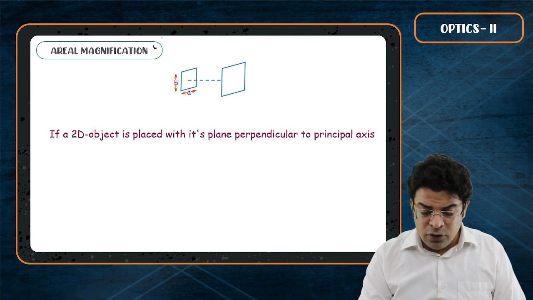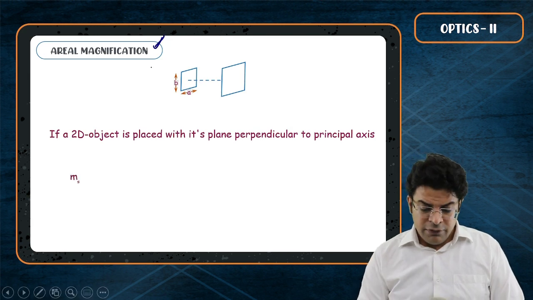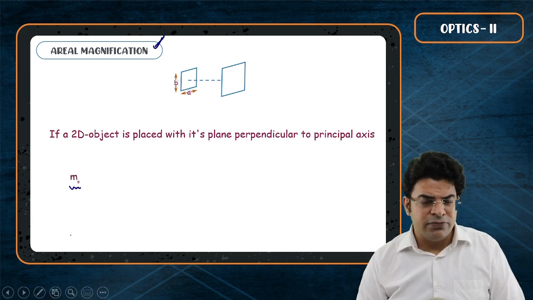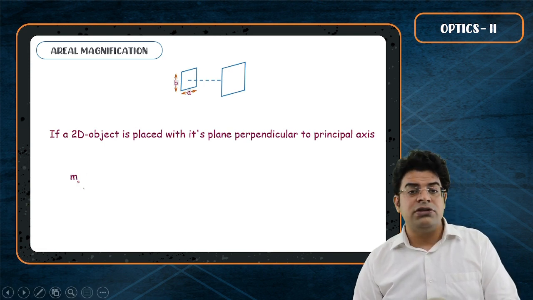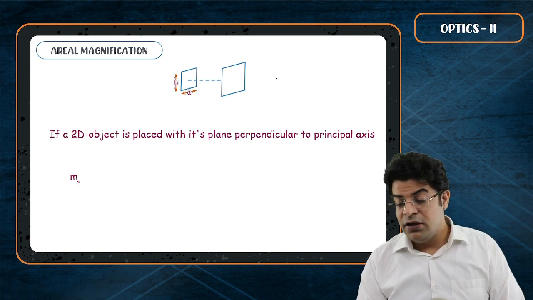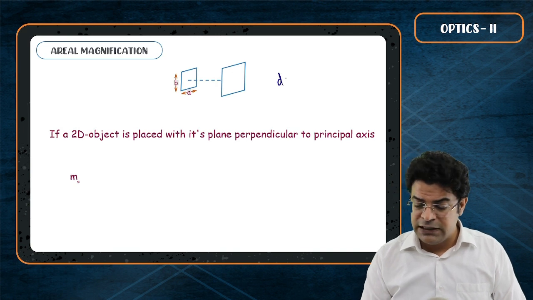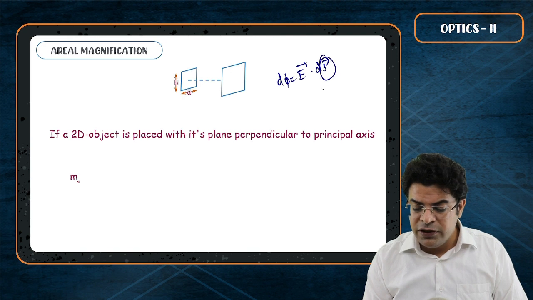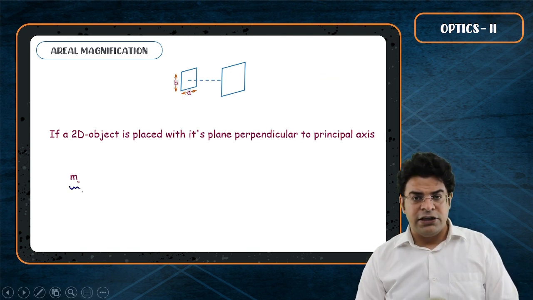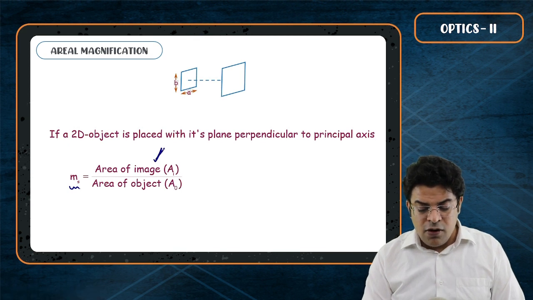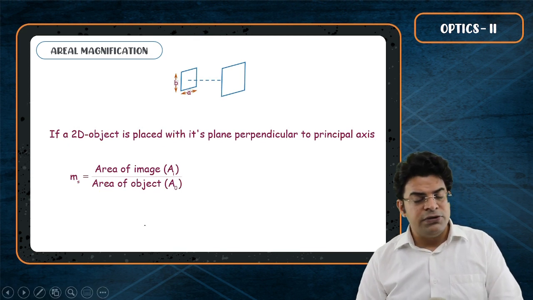So what is the formula for areal magnification? We say that the areal magnification, I am representing as ms, because many a time we use the subscript s for area. Like when we write flux, we say that dφ equals E dot dS. So we use the symbol s also for area. So we say that the areal magnification is nothing but the area of image upon the area of object.